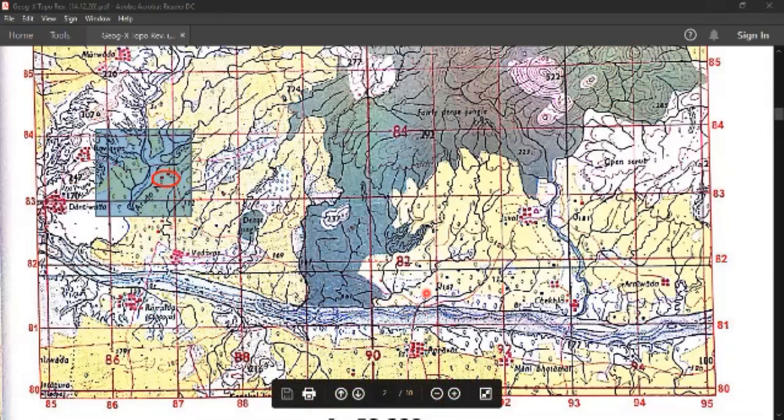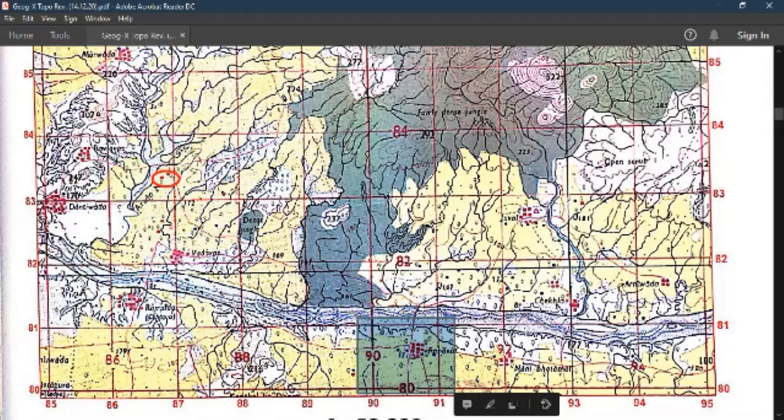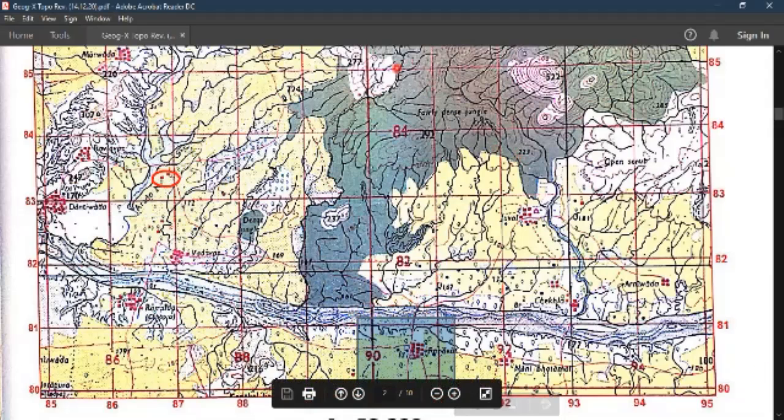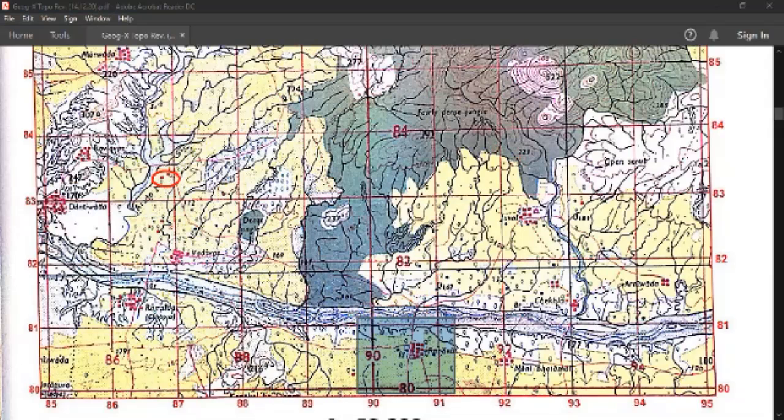The second grid square is 9080. As you can notice here, the settlement pattern where the houses are closely located is termed as nucleated settlement pattern. Clear?